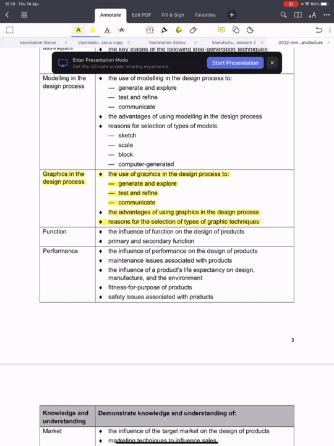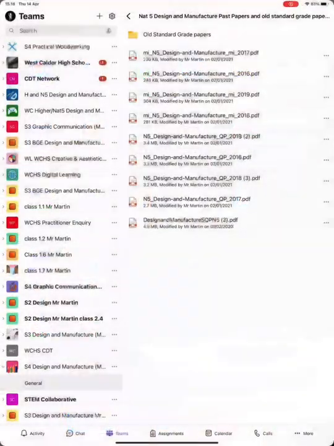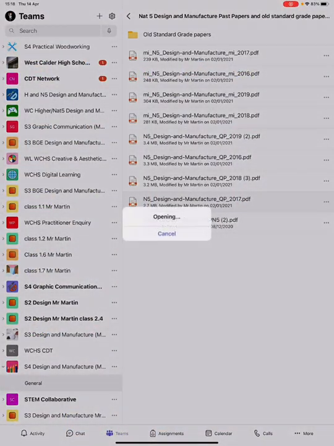In addition to that, you also need to know about the advantages of using graphics in the design process and the reasons for the selection of different types of graphic techniques. Okay, so let's now have a look at a question. This is, let's go to 2017.